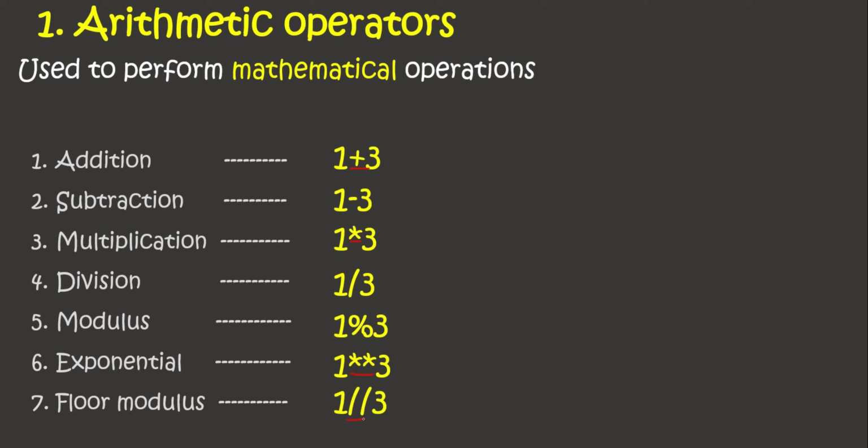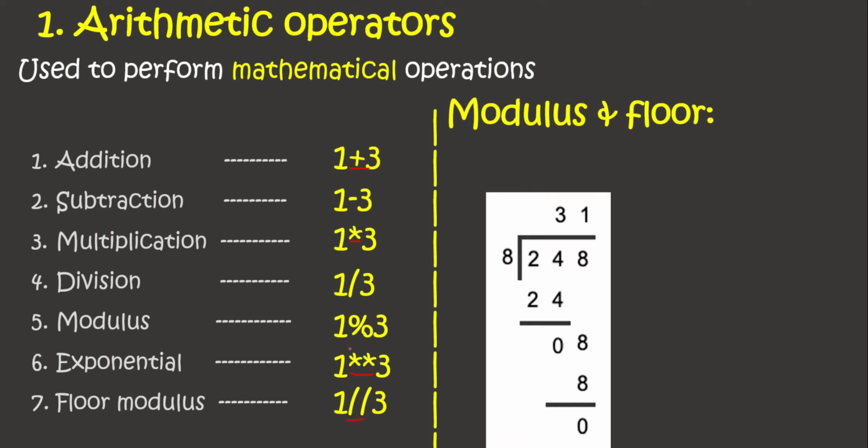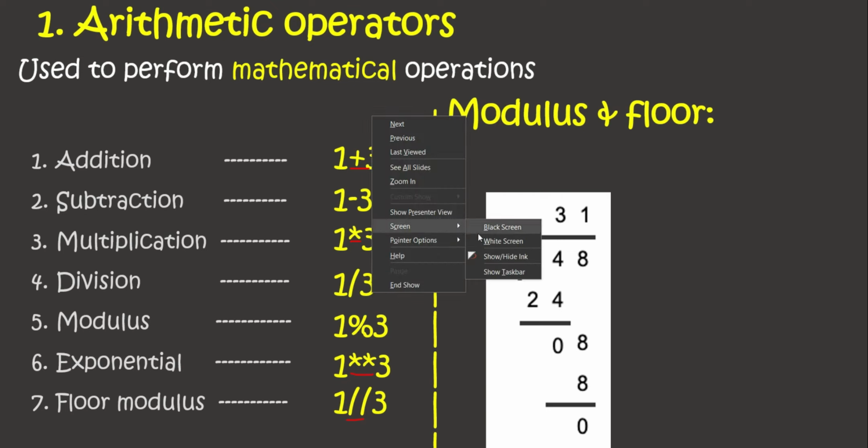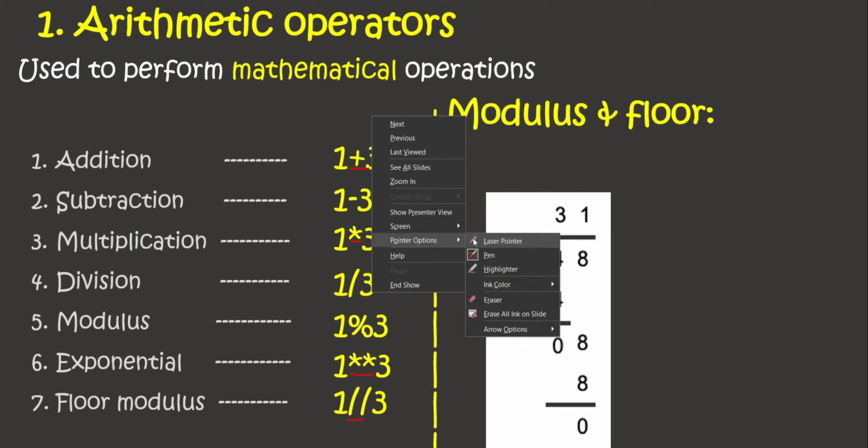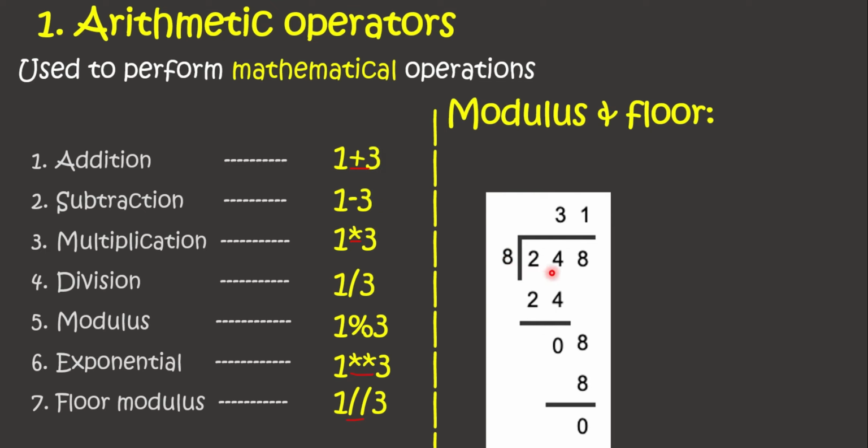All right, so let us now study what is modulus and what is floor division. Let us have this as an example, where we are dividing 248 by 8. So 8 3s are 24, then we subtract it. 24 minus 24 is 0. Then we bring down 8 over here. 8 1s are 8. Then we subtract it. Then the final answer is 0 over here.